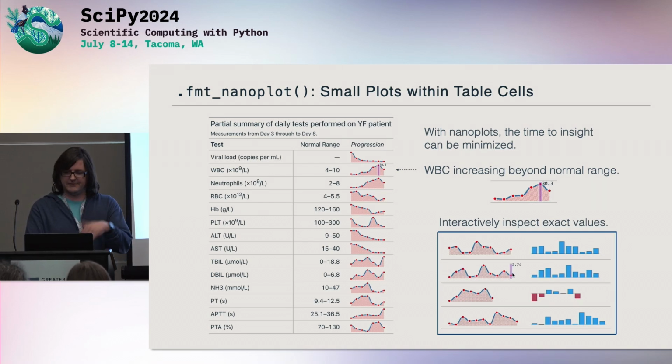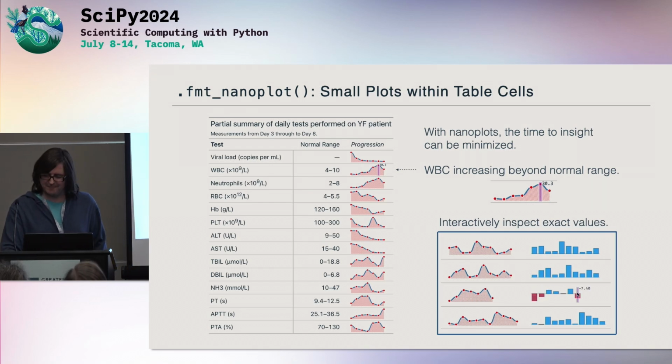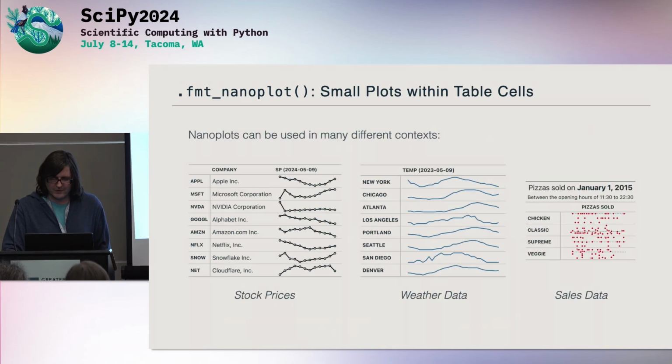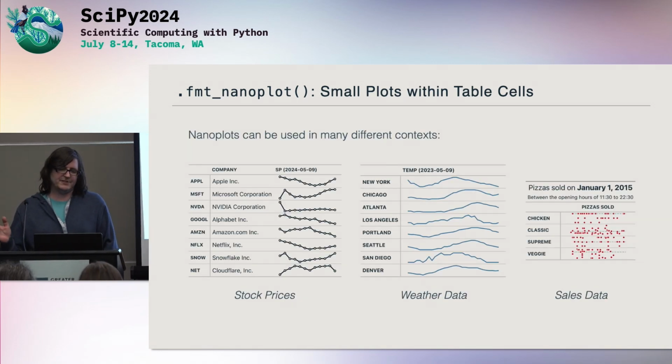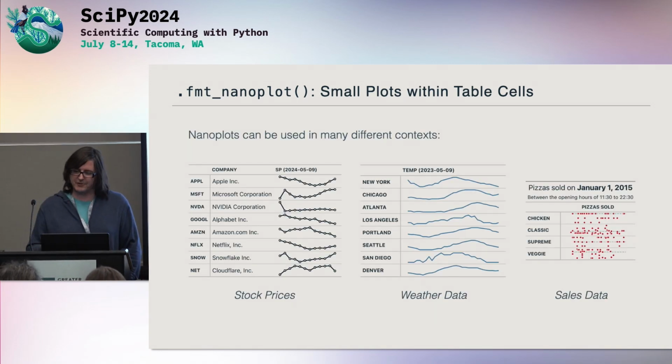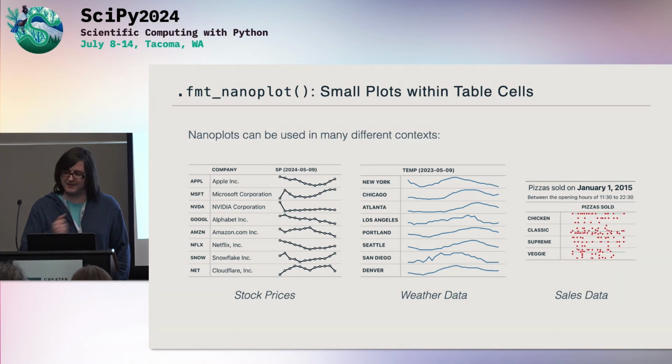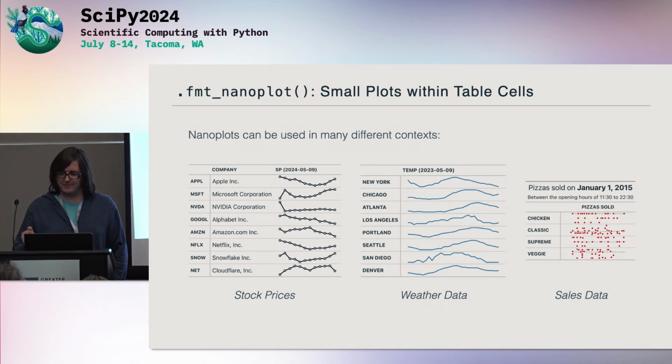And did I mention that these are all super customizable? You can have bars. You can have just lines like this. It's really quite nice. Okay, and nanoplots, of course, you can probably think of a million ways to use them. Here's just three more examples: stock prices, weather data, not too dissimilar from what you've already seen, and some sales data based on pizza sales.